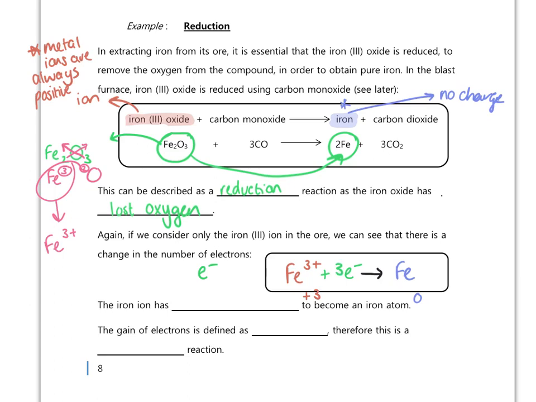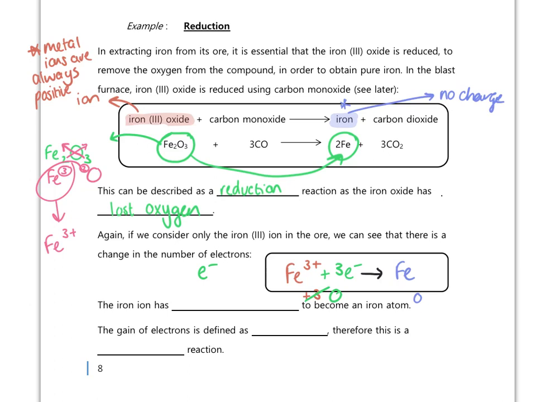So you can see from my iron, it has 3 positive charges. My electrons, there's 3 negative charges. That brings it down to 0. So +3 cancels out with -3. And you can see the charge on either side of the equation is now 0.